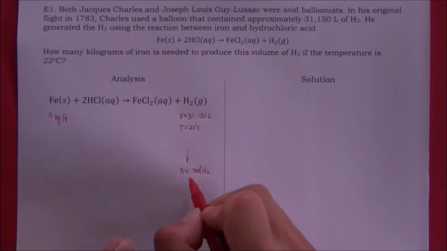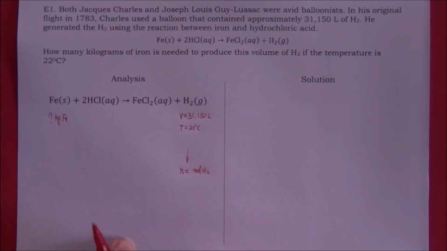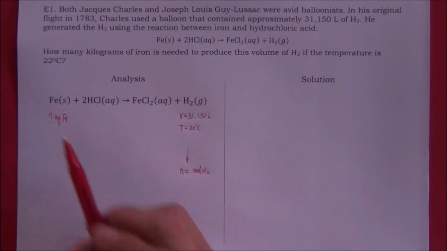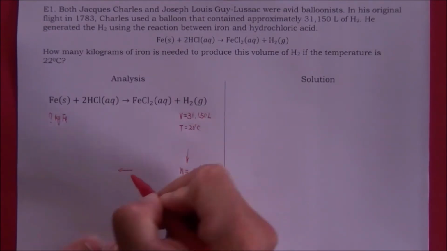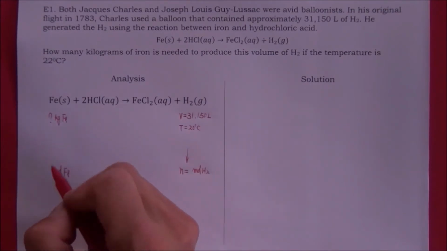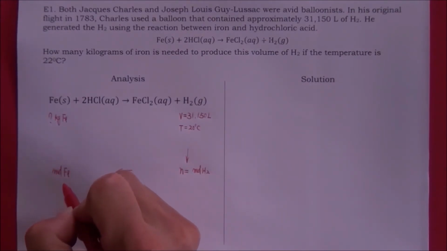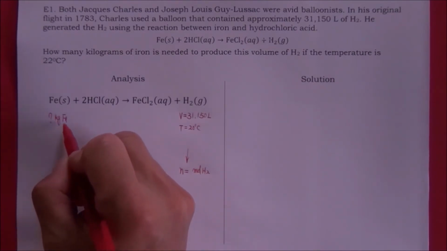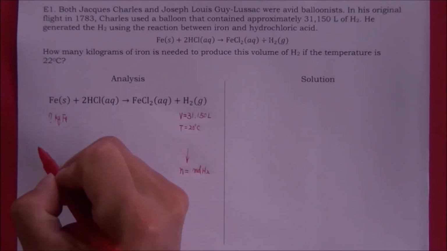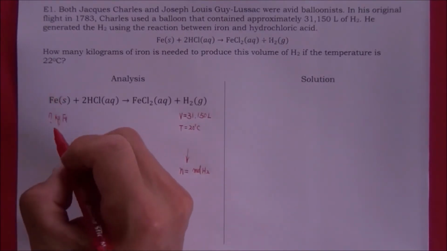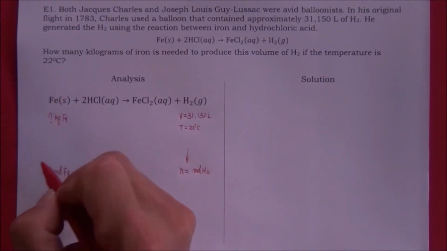If we know the moles of hydrogen gas, we can use the balanced chemical equation to convert to the moles of Fe. If we calculate the moles of Fe, we can use the molar mass to find out the mass of Fe in grams, and then convert grams to kilograms by using the unit conversions.